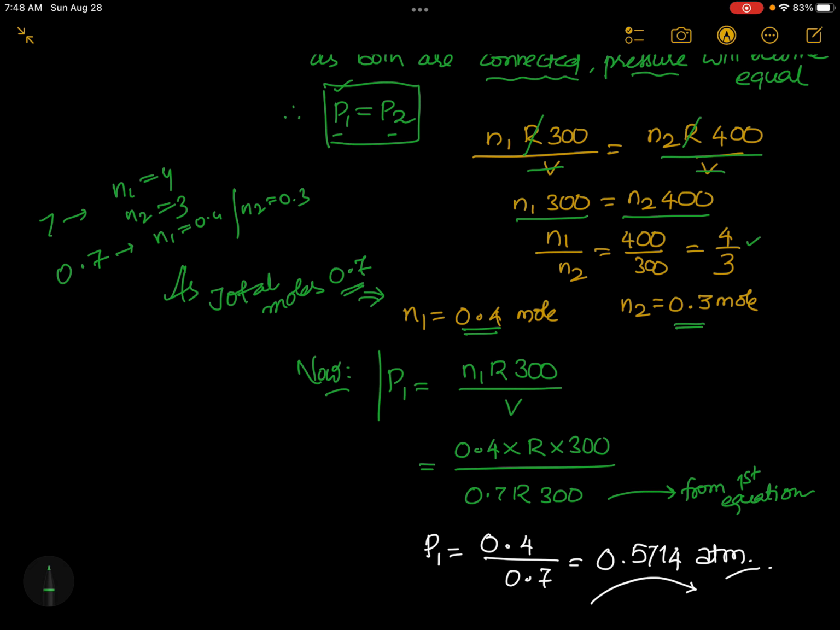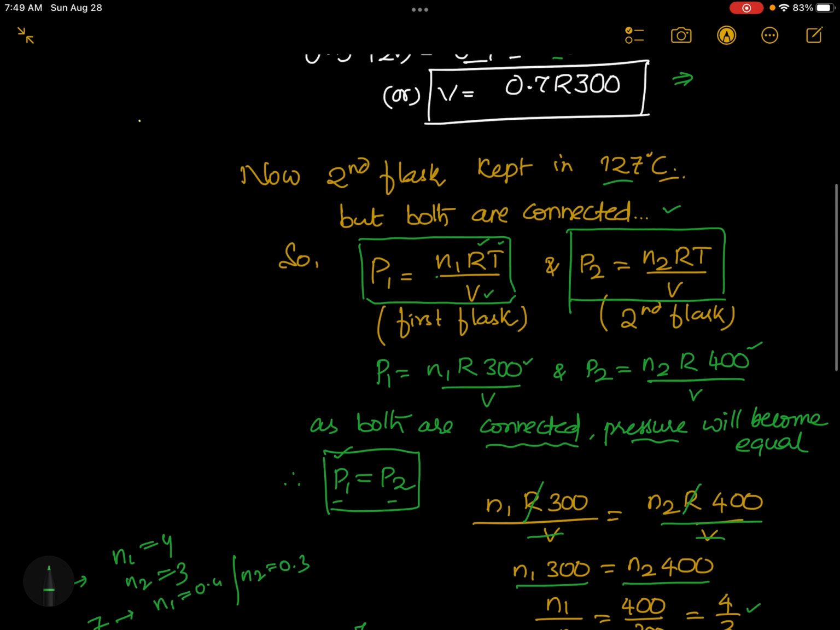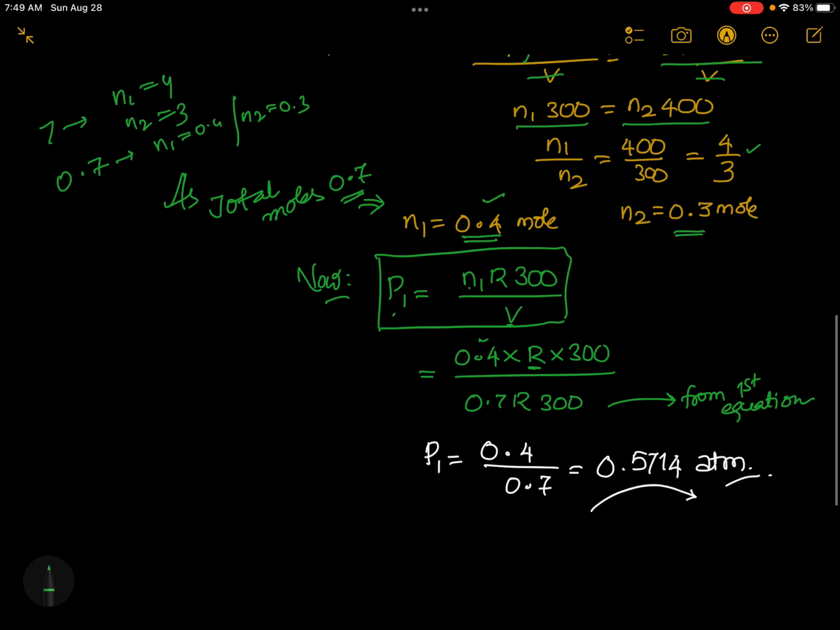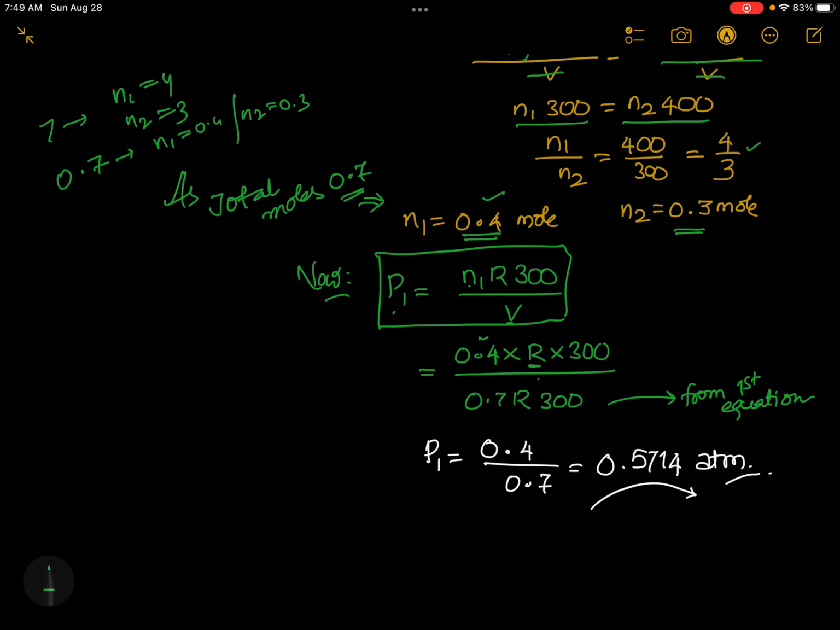Now he is asking what is P1. P1 or P2, both will come the same, don't worry. So P1 is equal to 0.4, the number of moles, times R, which we are keeping as it is, 300, divided by volume. This volume we are taking from our first equation. Volume is equal to 0.7 R 300, that I am taking here. Now R 300 can be cancelled. So 0.4 by 0.7 is nothing but 0.5714 atm. One very interesting question.